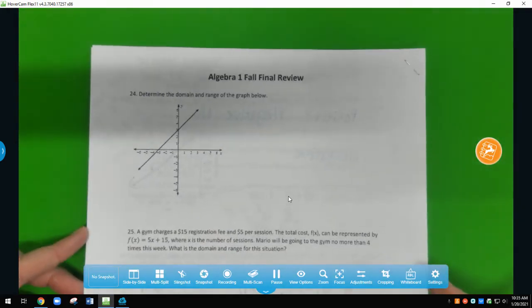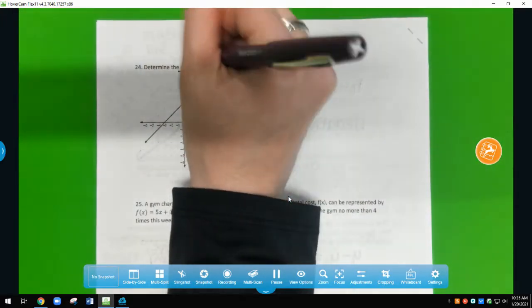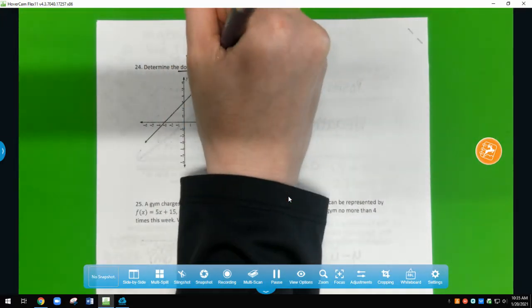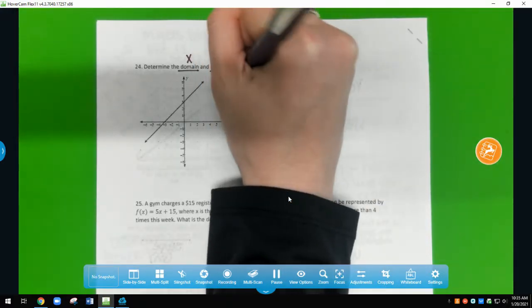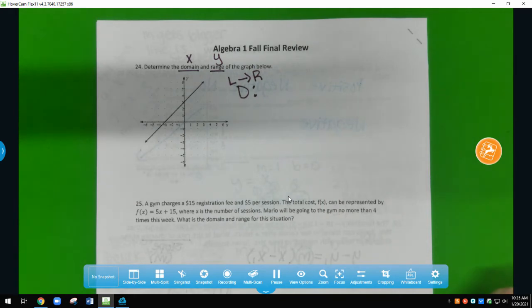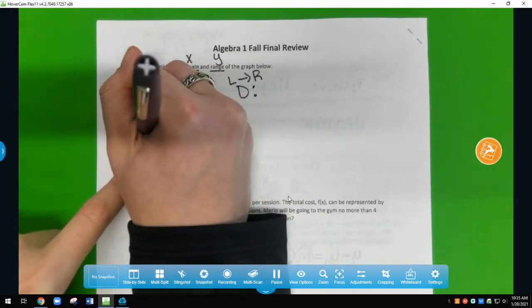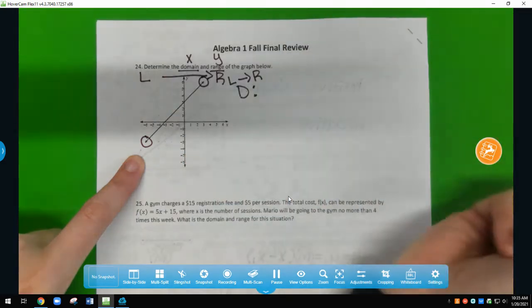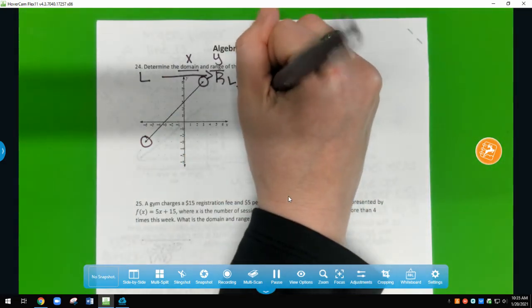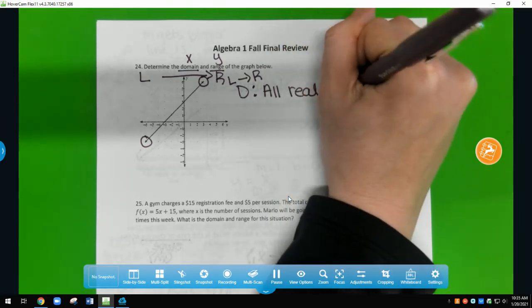Okay, number 24. Determine the domain and range of the graph. So domain is our x, range is our y. So for our domain, we're going to look from the left to the right. Before I write inequalities or lists, I'm going to look for arrows. If I look on the left, I see an arrow. As I go to the right, there's another arrow. Remember, if you see two arrows, it is all real numbers.